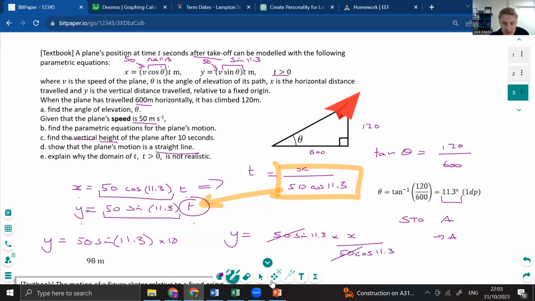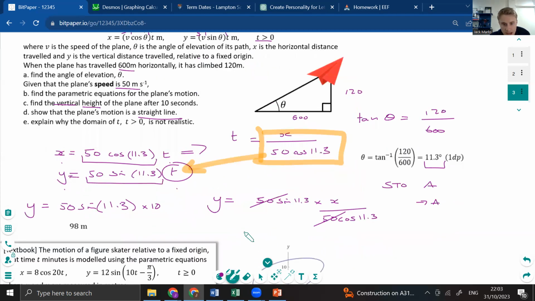Clearly the 50s are going to cancel, and you end up actually with y equals sine over cos of the same thing. You end up with tan 11.3 x. So y equals mx. The c value is 0, which makes sense because they said it sort of starts at the origin. So you clearly got the format there of a straight line. So that's one way that you could show it clearly. But you may have suspected that already, given that we were saying that there's a fixed angle. Okay.